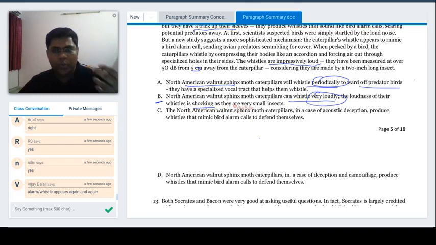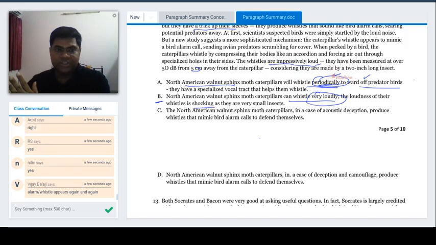So when I compare A with B, I realize that there are two things. One is, of course, warding off predators, which is given in option A. And the other is periodically. So when I compare the options, is periodically relevant to the passage? So I will go and check to what extent periodically is relevant to the passage. And I find that the author has not said periodically. The author has said loudly. So this becomes what? A distortion.